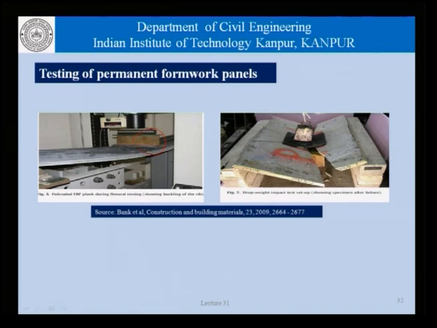And of course, other than a static test, there can also be a drop weight type of an impact setup, which is shown in the picture to the right, where we try to understand the impact resistance of a panel.